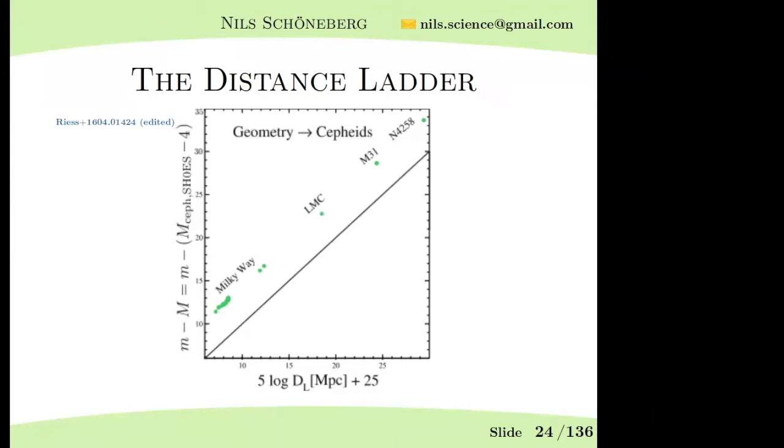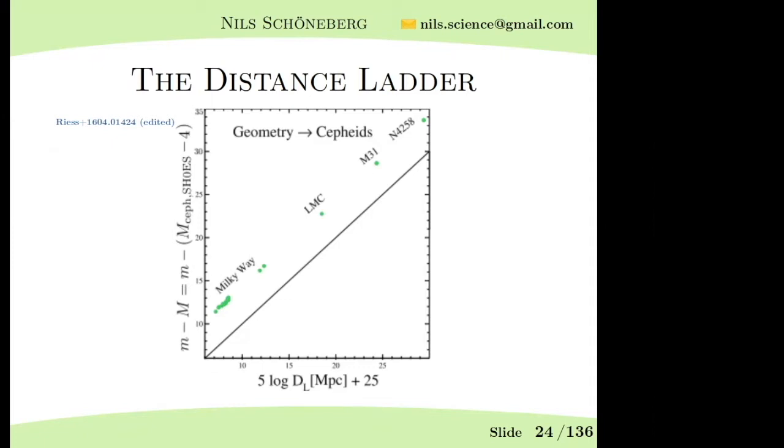So here I'm showing you the distance ladder basically. I've plotted here the distance of some objects, like the Milky Way objects, starting with the Large Magellanic Cloud, M31, and NGC 4258. And these are some objects where we know the distance. So the Milky Way, it's pretty easy. You know some parallaxes, so using Gaia or whatever. Large Magellanic Cloud, basically the same story.